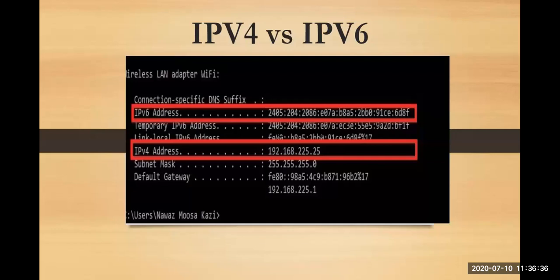Similarly, for IPv6 you can write down the example, since it is alphanumeric. The IPv6 address here is 2405:204:2086:E07A:B8A5:2BB0:91CE:6D8F. That is your IPv6 address, which is a combination of alphanumeric characters.